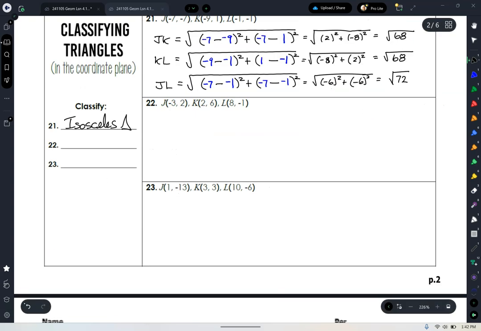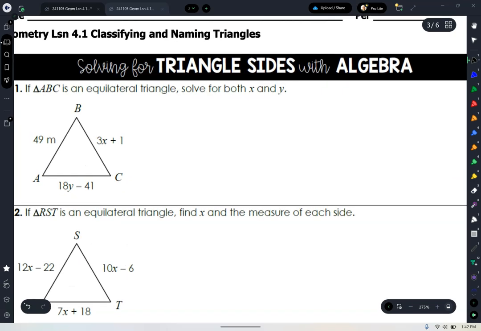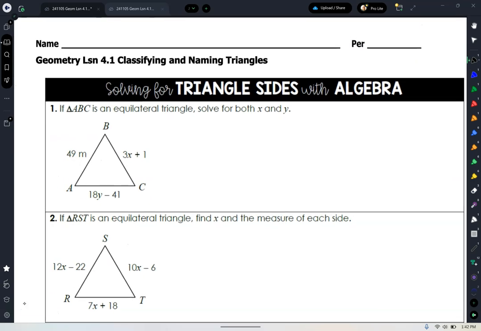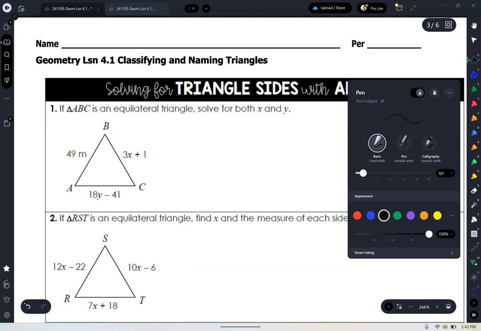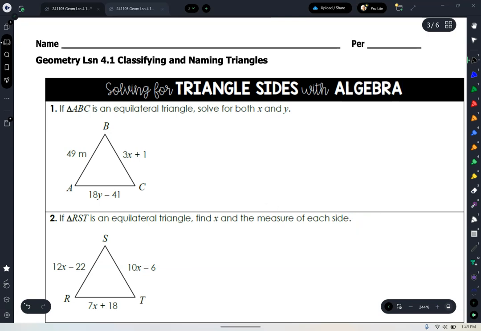Okay, all right, here we go. First one, number one. Look up here. What kind of triangle do we have in number one? An equilateral triangle. So let's put some congruence marks on the sides, one on each. Good, boom, boom, boom.